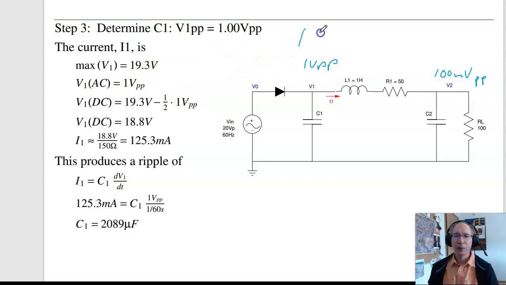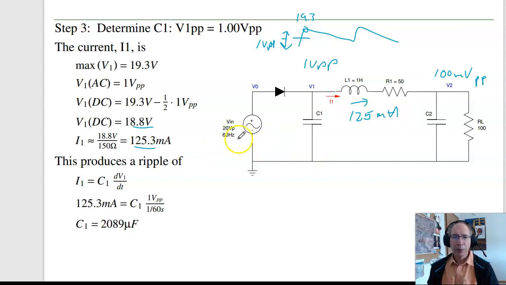At B1, here's what the waveform looks like. The peak is 19.3. The ripple, I just assumed that's 1 volt peak to peak. Take half the ripple, that's your DC level. The DC is 18.8 volts at B1. The current then is your B1 divided by the total resistance, 125 milliamps. That's your DC current.